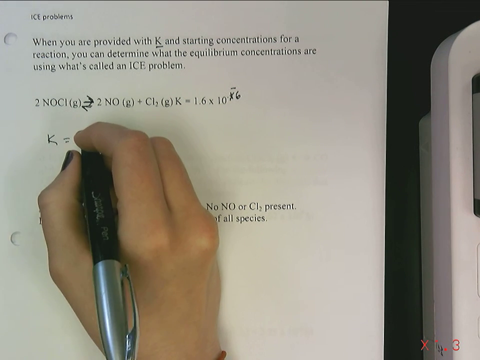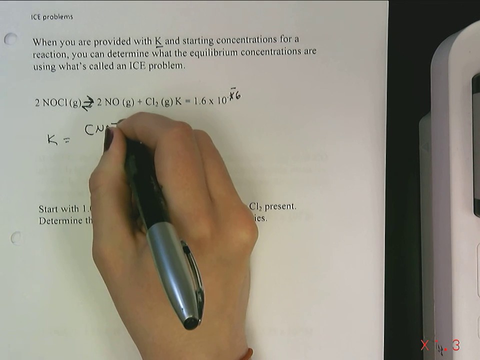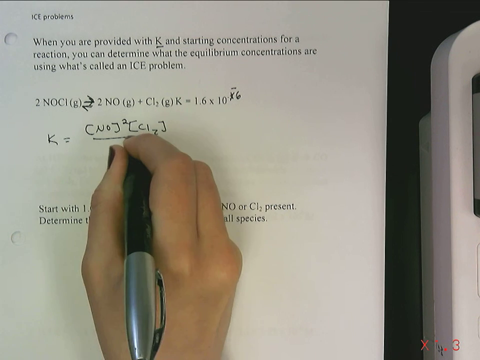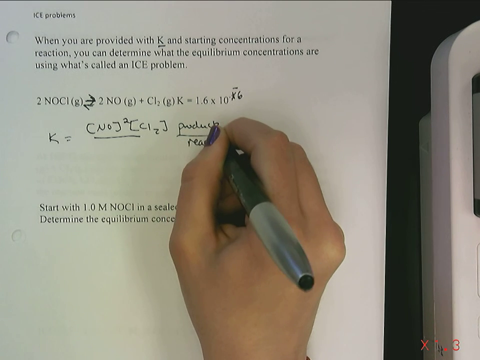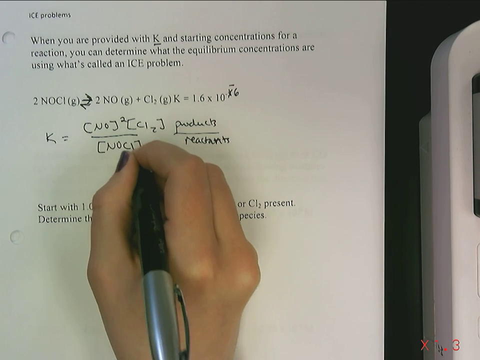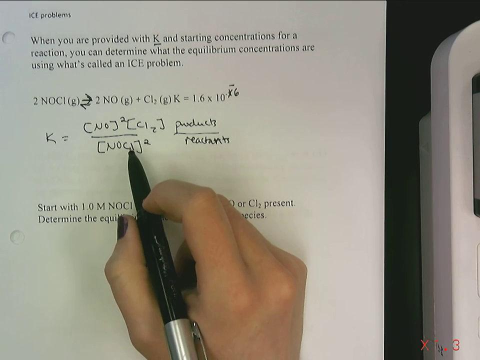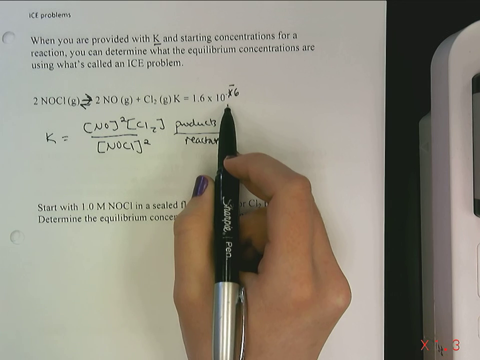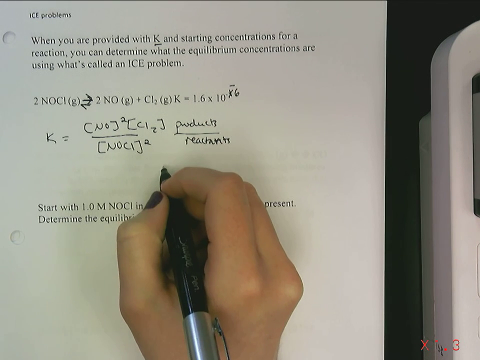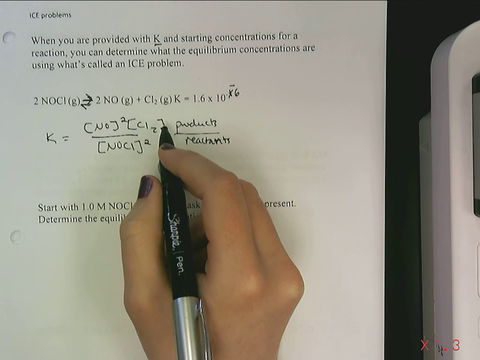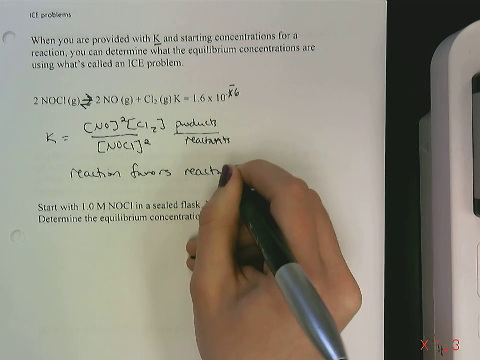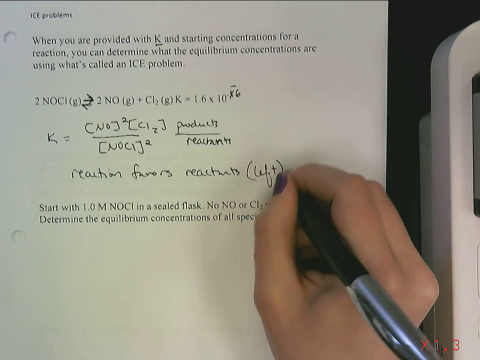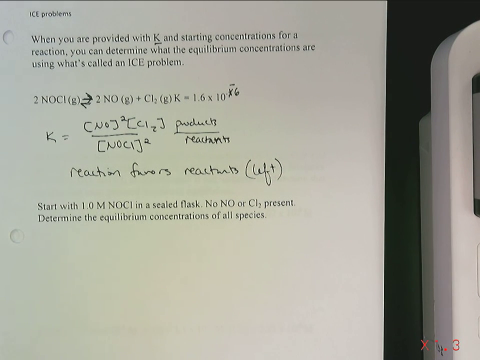So the equilibrium expression here is going to be, remember, products over reactants. I'm writing it right: NO squared times Cl2 over NOCl squared. So that's the equilibrium expression for this reaction, and it's 1.6 times 10 to the negative sixth. That negative sixth means that we must have a large denominator compared to the numerator, which means that at equilibrium, this reaction favors the reactants. Sometimes you might refer to it as left and right. So this reaction favors the reactants. At equilibrium, I expect to have a higher concentration of NOCl than I do of NO or Cl2.